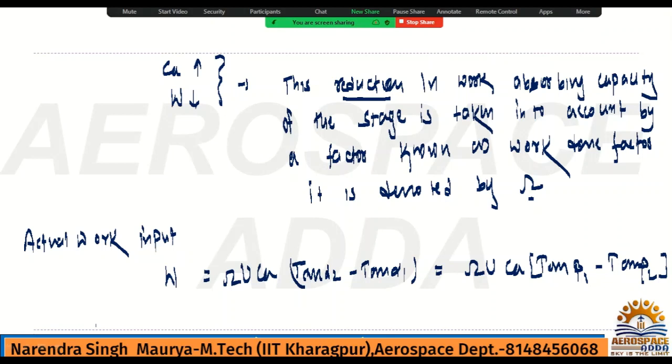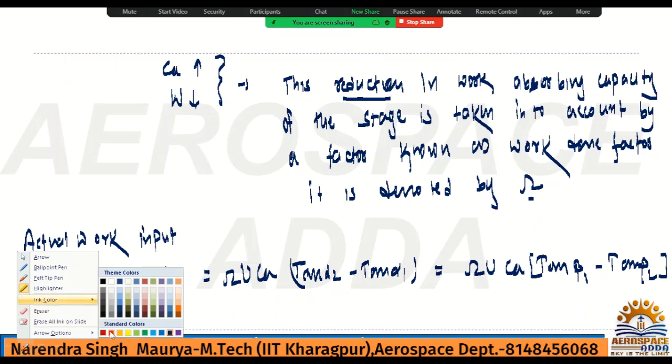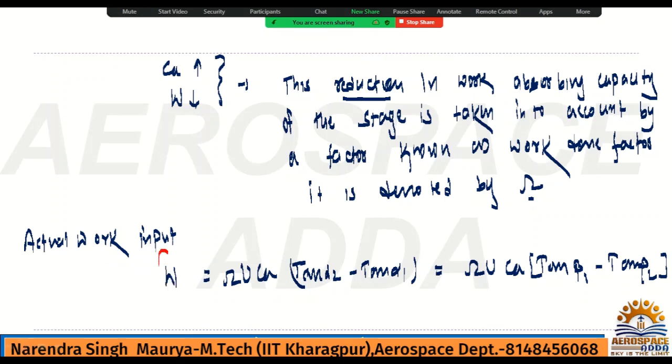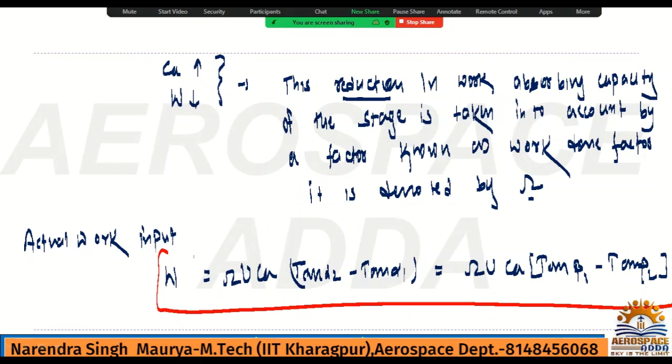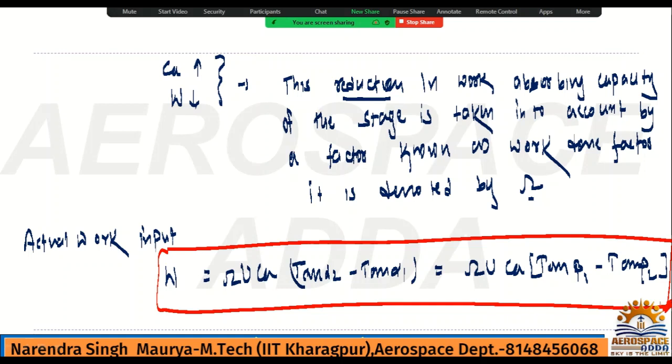So how will you know? Suppose at the first stage it is taking 100 kilowatt, that value you got, but it is not 100 kilowatt at the fourth stage. So how will you take it into account? So you just multiply it by gamma. That's all. Done. This gamma is nothing but the work done factor. Hope this one is very clear to all. So what you will do, you will multiply by the work done factor.